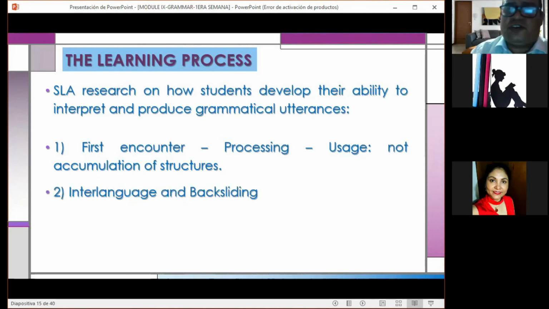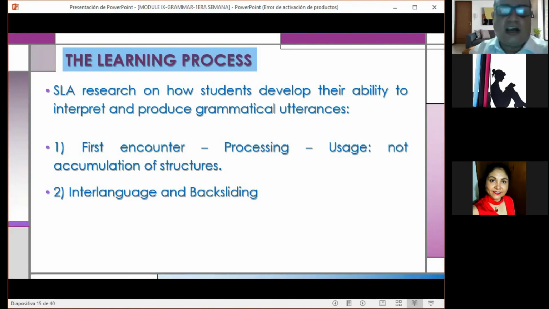Another aspect related to the learning process is the interlanguage and backsliding. Interlanguage, I don't know if you have heard about this term, is related to the language that our students or a learner uses, combining the first language and the second language. And they could produce backsliding. Backsliding is a process of error, when they produce mistakes. Maybe they use some structure of the first language in the second language.